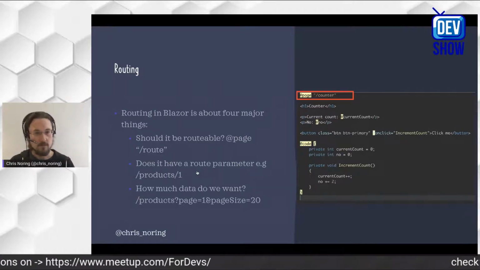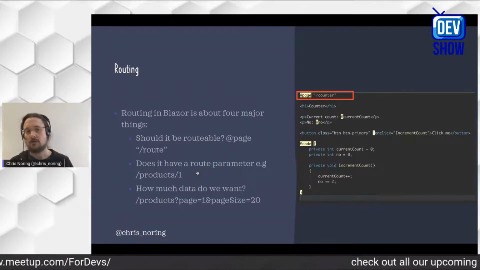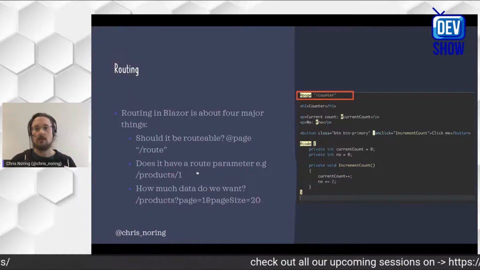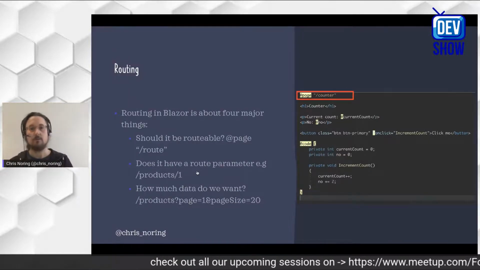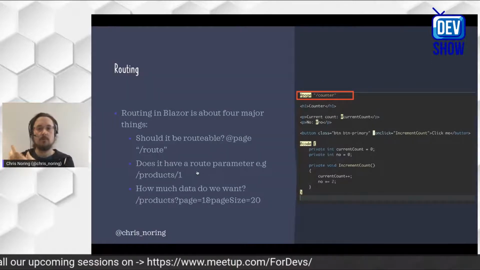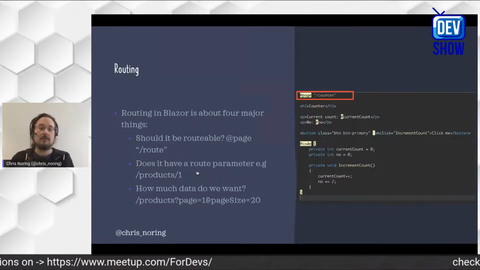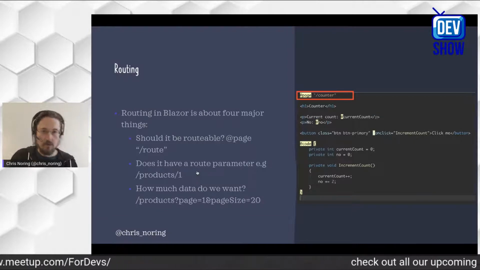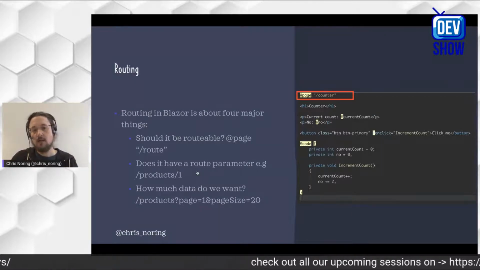So page directive is one thing, but we also have the concept of route parameters. So not only might it be /counter, but it might be /counter/something. And that something might be a number or alphabetical or some kind of GUID maybe, some kind of unique identifier.